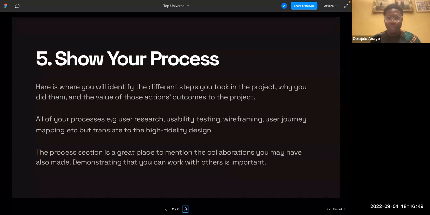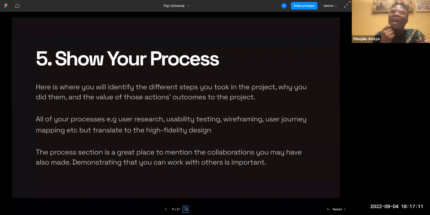So tell us the different steps you took in your project, and how you took those steps, right? The questions that you asked the stakeholders when you were doing your user research, the usability testing, the wireframing, how you mapped out your customer journey. And more importantly, show how they translate to the high fidelity design.